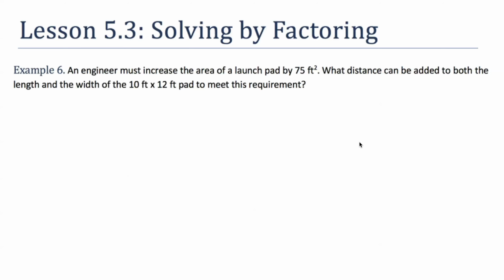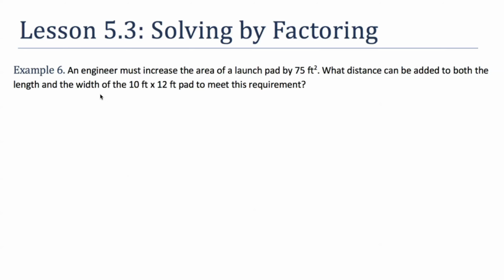All right, we're going to finish up lesson 5.3, solving by factoring, by doing this last word problem. Example 6, the first 5 examples were in the first video. An engineer must increase the area of a launch pad by 75 feet squared. What distance can be added to both the length and the width of a 10-foot by 12-foot pad to meet these requirements? So we're increasing an area by 75 feet squared.